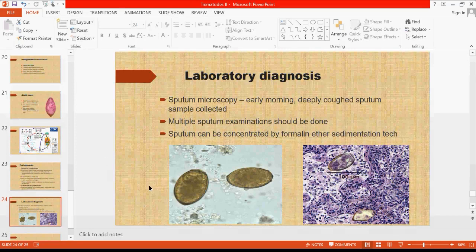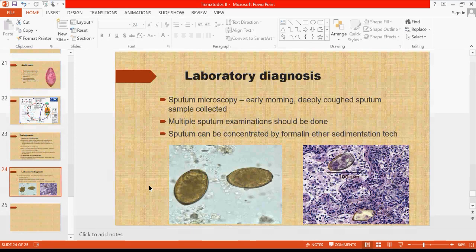So this is all about today's topic, Trematodes II. Apart from this topic, we have learned the other trematodes: liver fluke, lung fluke, and intestinal fluke. You should know the parasites and the life cycle. If you know the life cycle of one, you can easily make out the life cycle of the other ones. So you must know about these things. This is all about today's lecture.